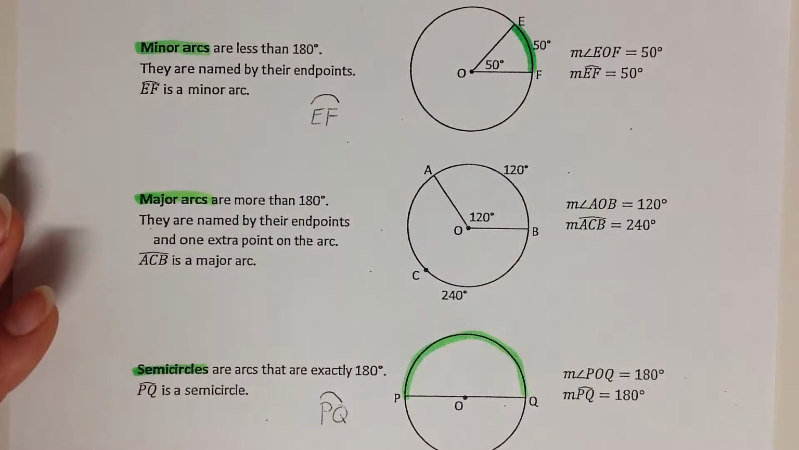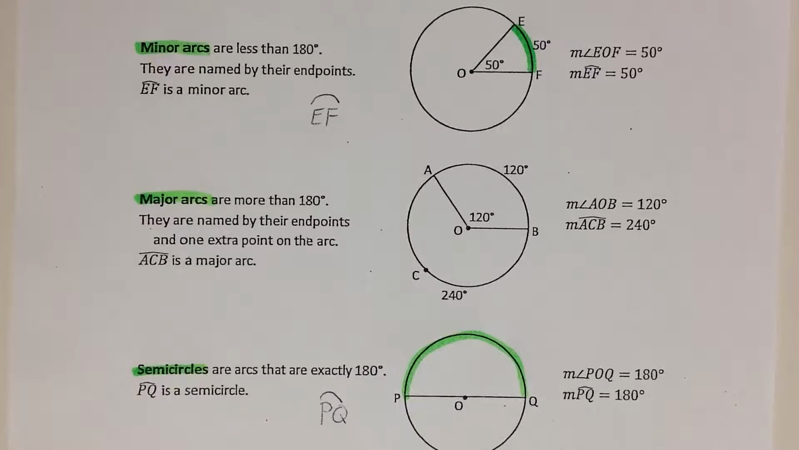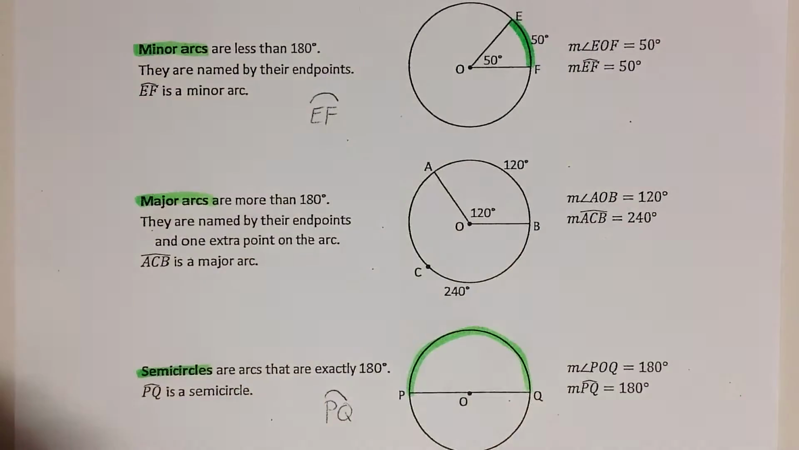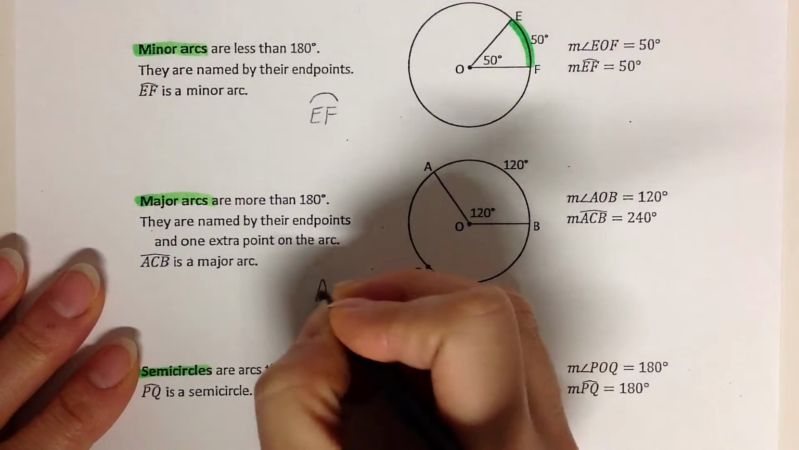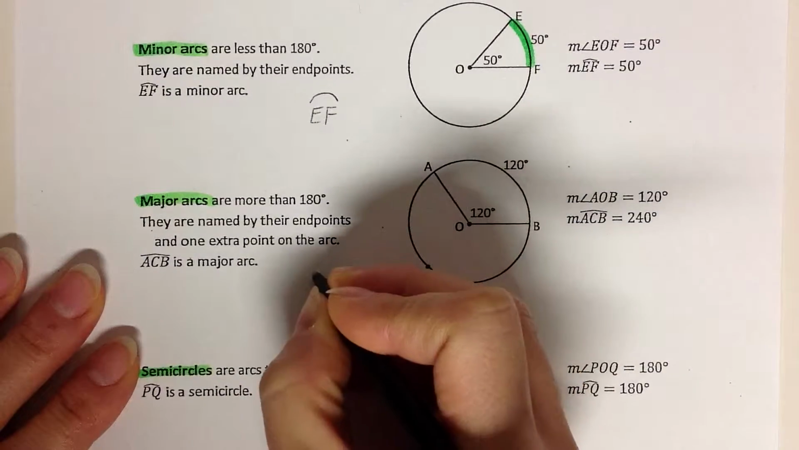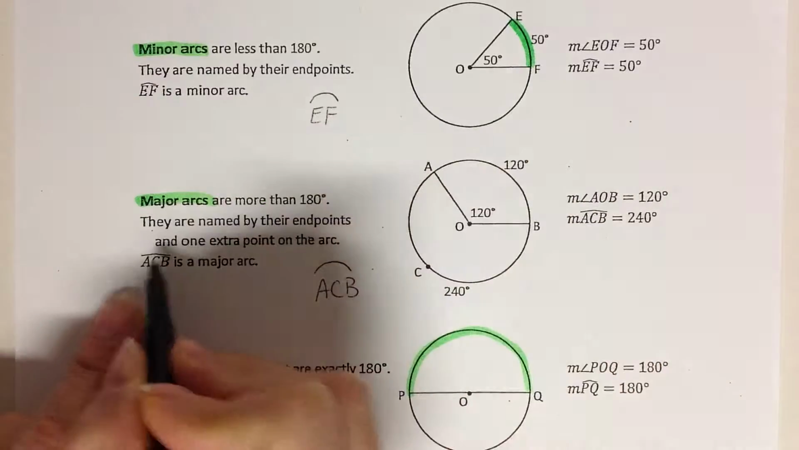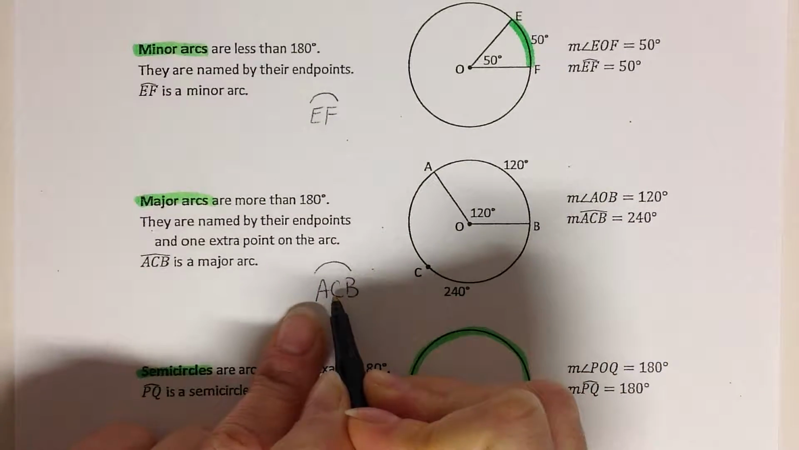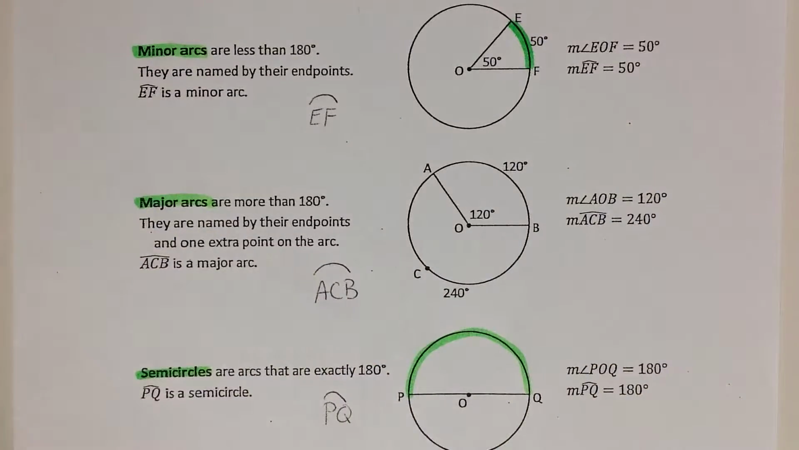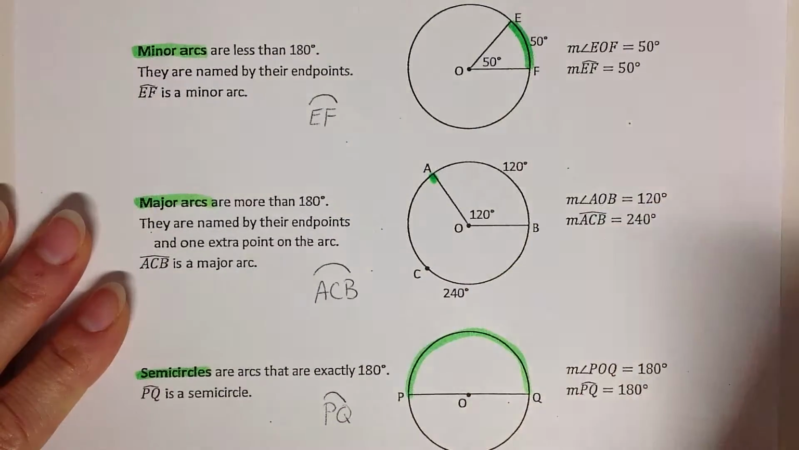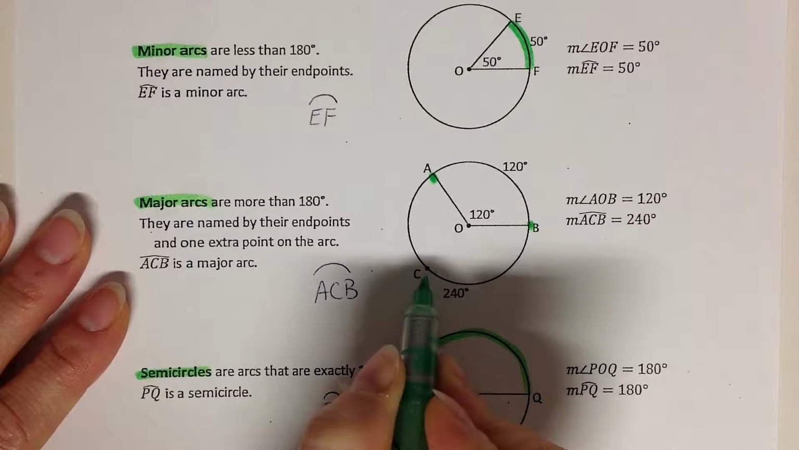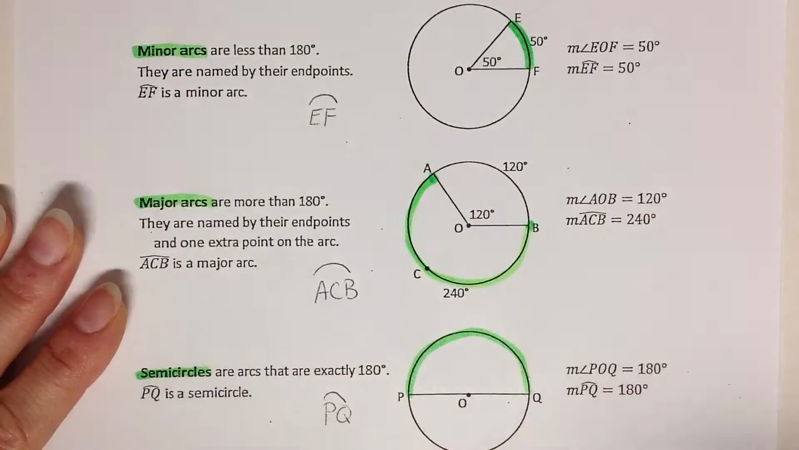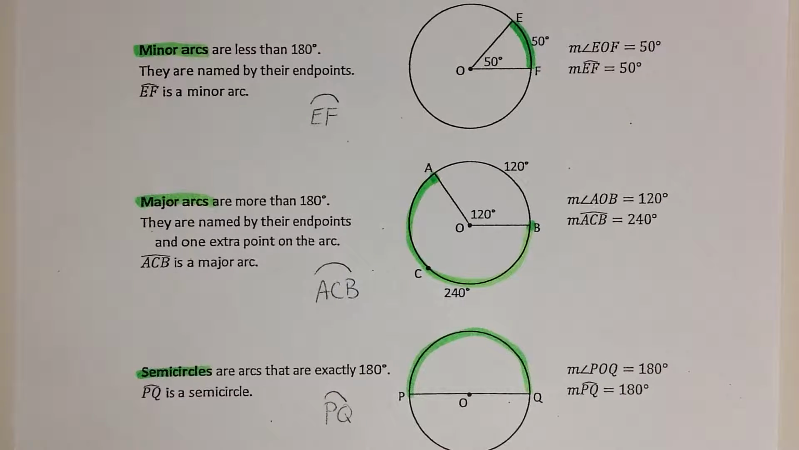Now when you name a major arc, you have to use three letters, because remember, two letters is the shortest distance. So this arc ACB, okay? You start at A and you end at B and you're going to go through C. So start at A, end at B, and you need to travel through C, which means you're going to go this way. And so that's the major arc.